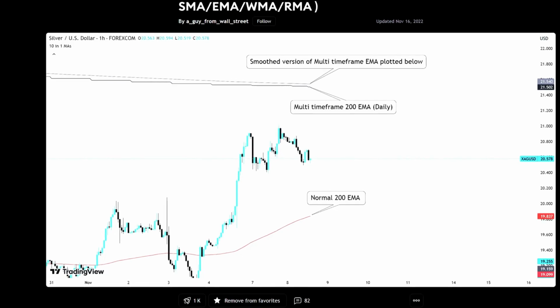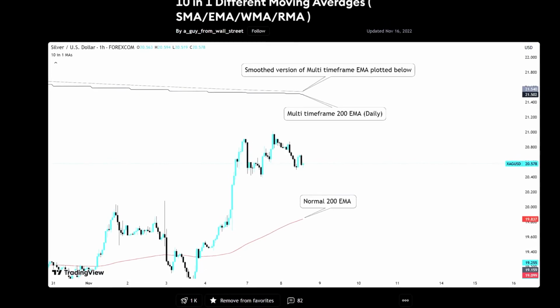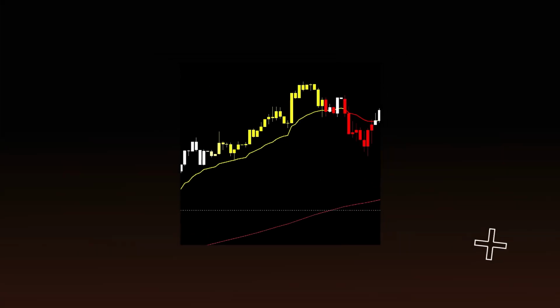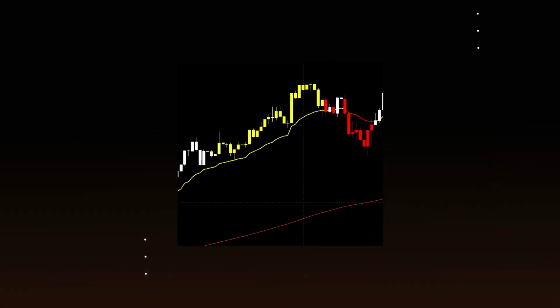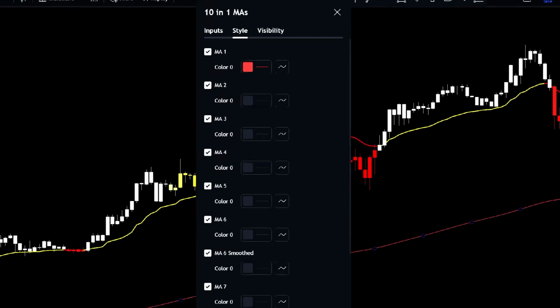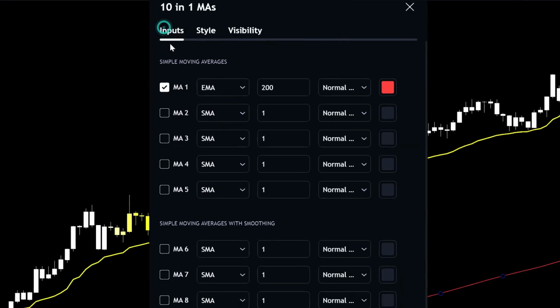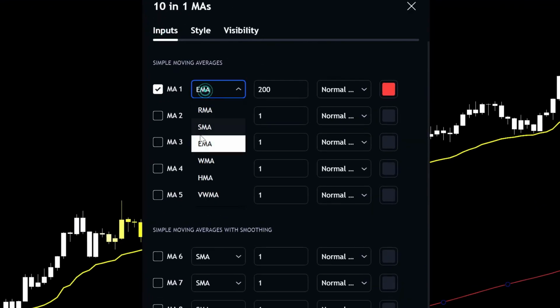So now, before we actually use this indicator in our strategy, let's adjust a few parameters to help us identify trends more effectively and improve our financial outcomes. Let's go to the indicator settings, and then in the input section, first we're going to change the first MA to EMA, which stands for exponential moving average. Then we'll set the period to 200. This 200 period EMA is a widely used tool for identifying long-term trends in the market. The time frame should be set to normal, meaning it would use the current time frame of the chart.